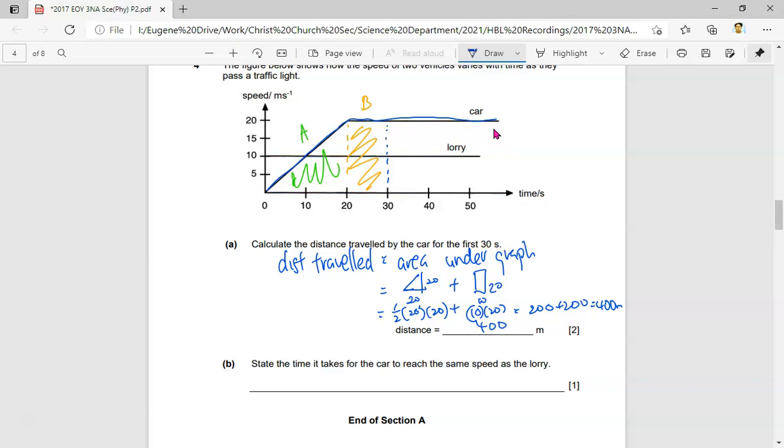Now, state the time it takes for the car to reach the same speed as the lorry. Because this is a speed-time graph, the lorry is always traveling at 10 meters per second. The question is asking you to state the time when the car reaches 10 meters per second. It is at this particular point that the car reaches 10 meters per second. The time is 10 seconds. So t equals 10 seconds is the time taken for the car to reach the same speed as the lorry. So this is the end of section A.